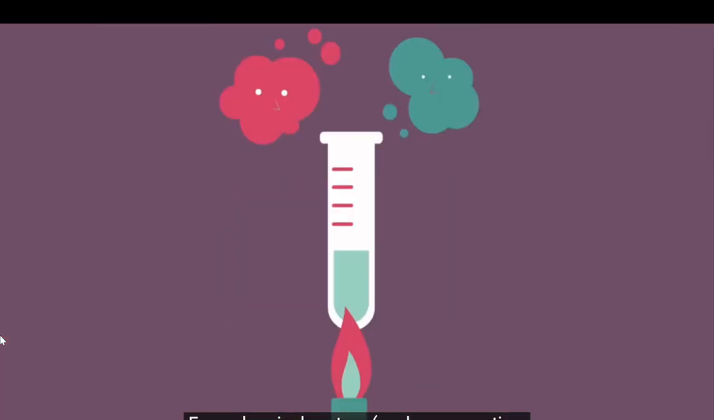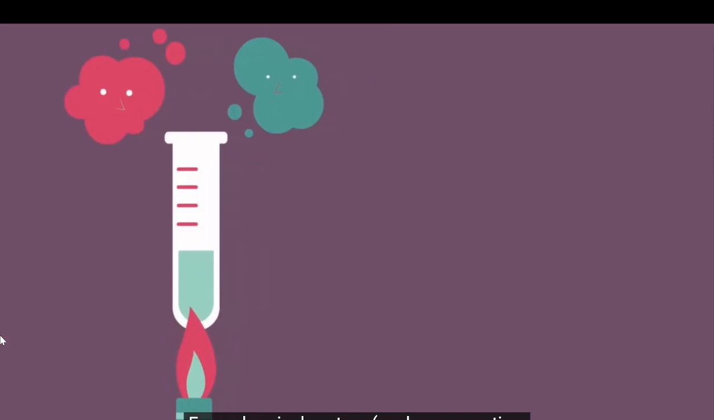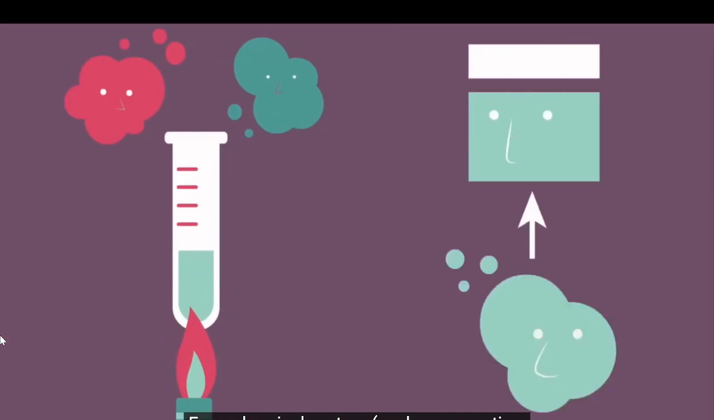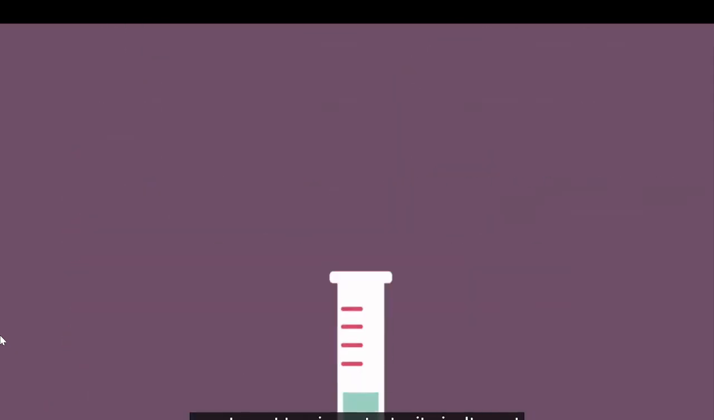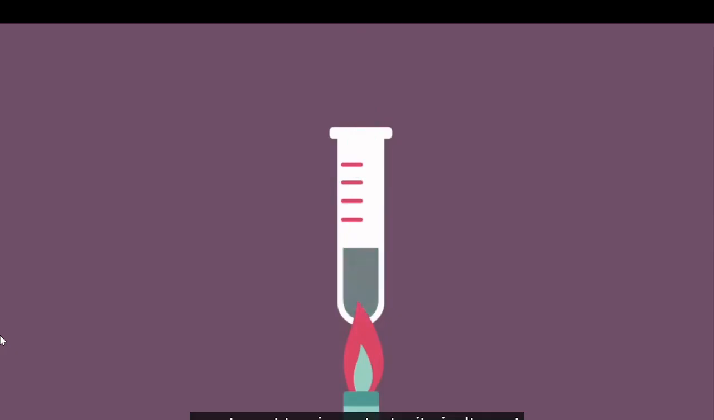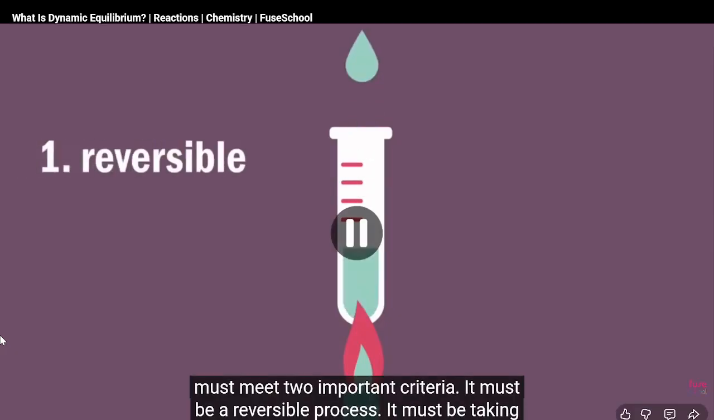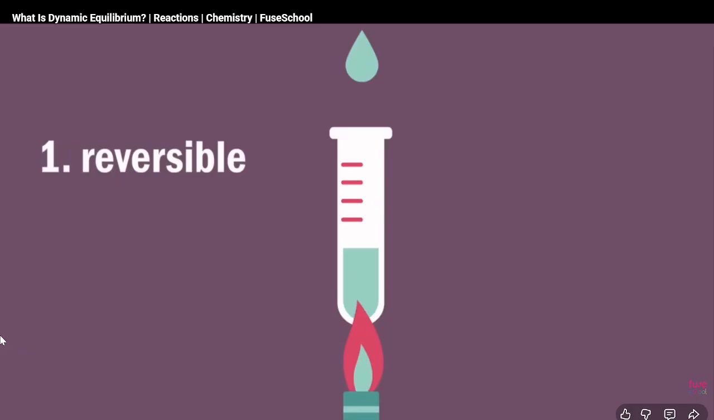For a chemical system, such as a reaction or a phase change, to be at equilibrium, it must meet two important criteria. First, it must be a reversible process. Hard to reach an equilibrium if you can't go backwards. Yeah? If you're only allowed to dig, the hole will only get bigger.